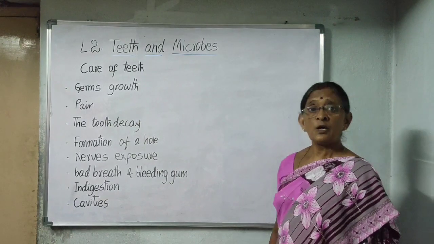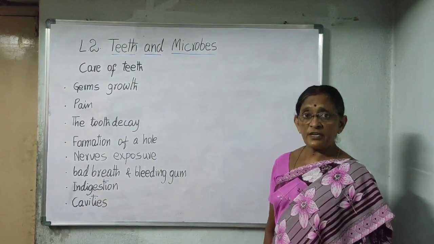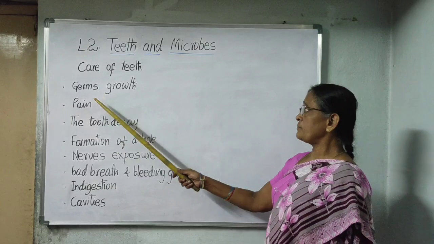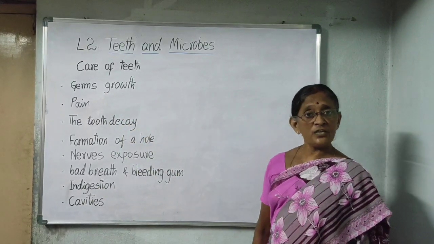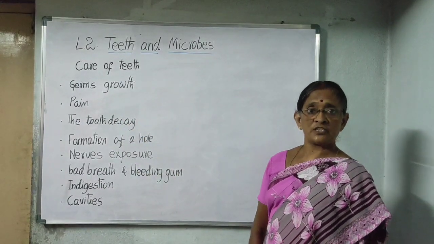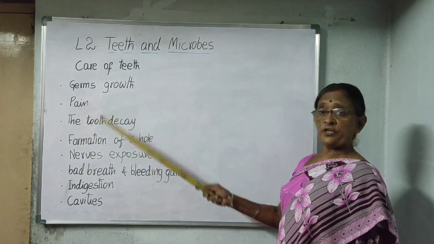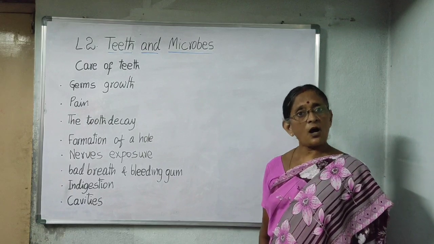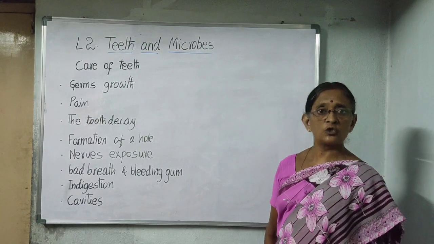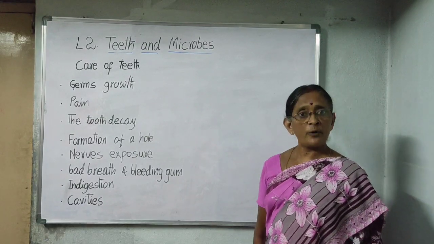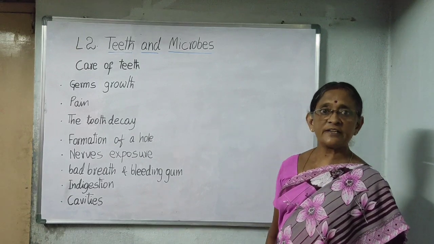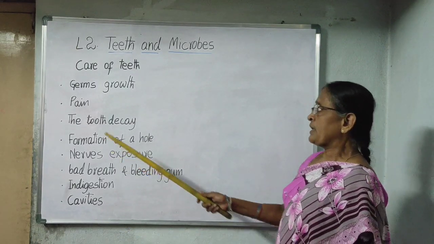Care of teeth. Proper care of teeth is very important. Germs growth. When we eat food, the food particles get stuck in between the teeth. Germs will grow in these places and damage the hardest part of the tooth, called enamel, by forming a sticky yellow colored layer called plaque.